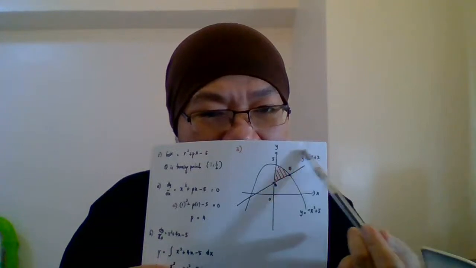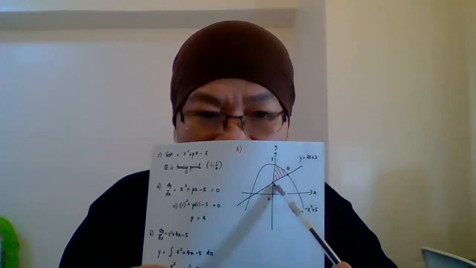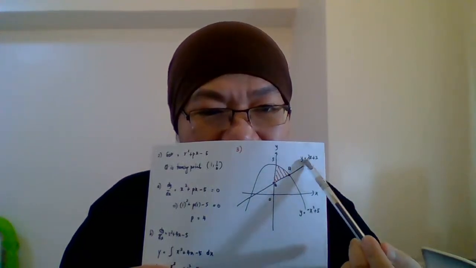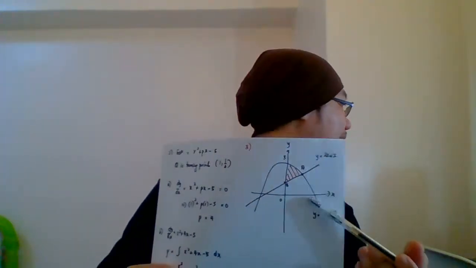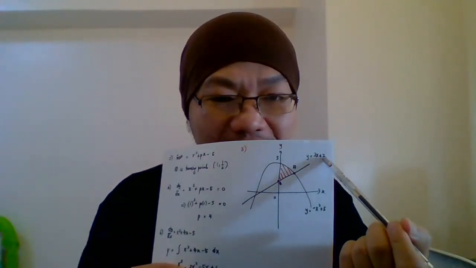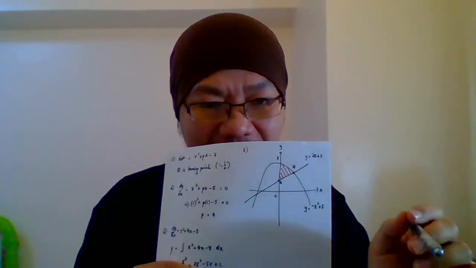This is your equation of the line. B means the y-intercept, right? Look at your y equals to x plus 2, right? So your y-intercept is 2 here, right? Back to basic, back to mathematics, modern maths.